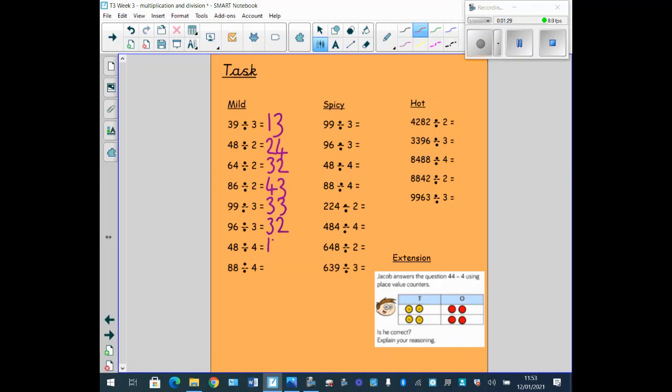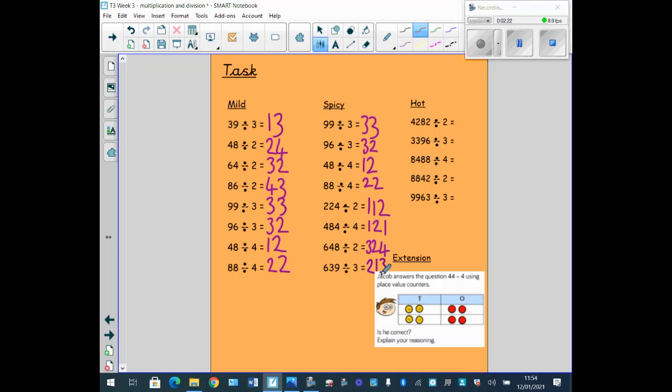48 divided by 4 is 12. And 88 divided by 4 is 22. 99 divided by 3 is 33. 96 divided by 3 is 32. 48 divided by 4 is 12. 88 divided by 4 is 22. Okay, 224 divided by 2 is 112. 484 divided by 4 is 121. 648 divided by 2 is 324. 639 divided by 3 equals 213.